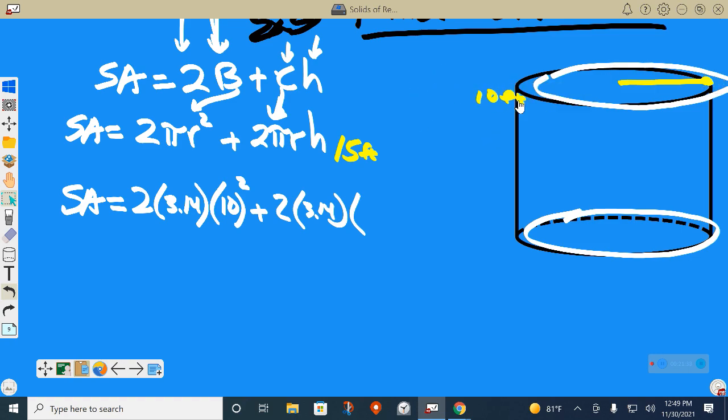Now we're talking. So 2 times pi times the radius is 10. This is 15 feet. So 2 times pi times radius. The height is 15. The rest is just calculator button pushing. Literally. I mean literally.